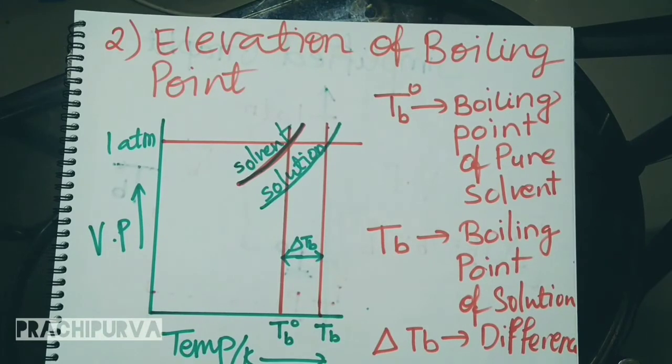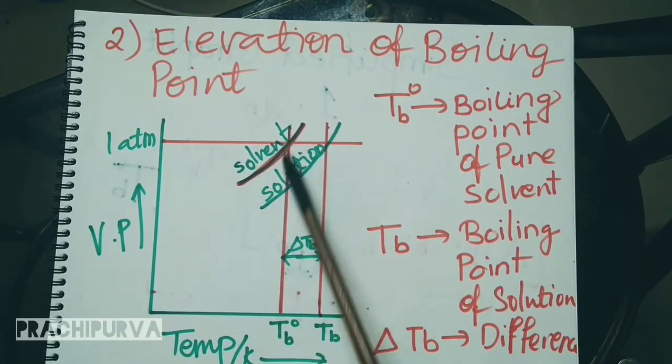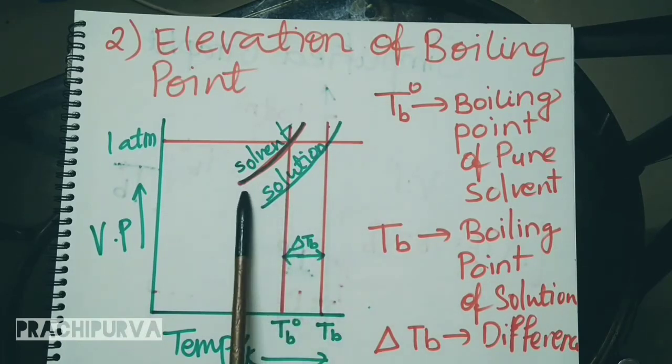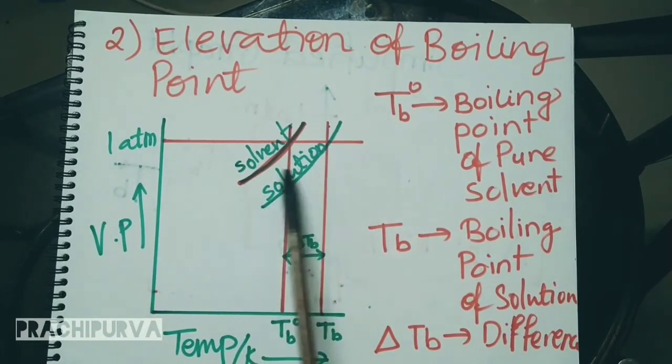Here we have taken temperature. Now these are the lines for vapor pressure of solvent and solution. In the previous colligative property we studied lowering in the vapor pressure. It means solution has lower vapor pressure than solvent. That's why solution's curve is below solvent. See, solution's curve is below solvent.